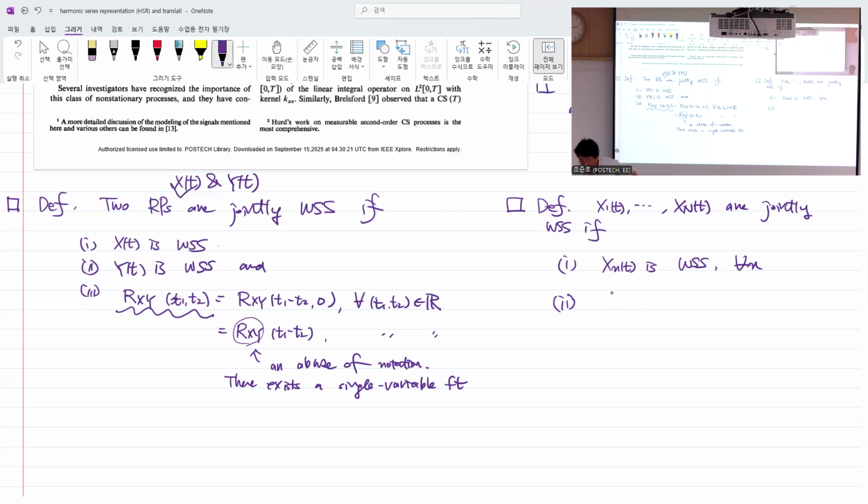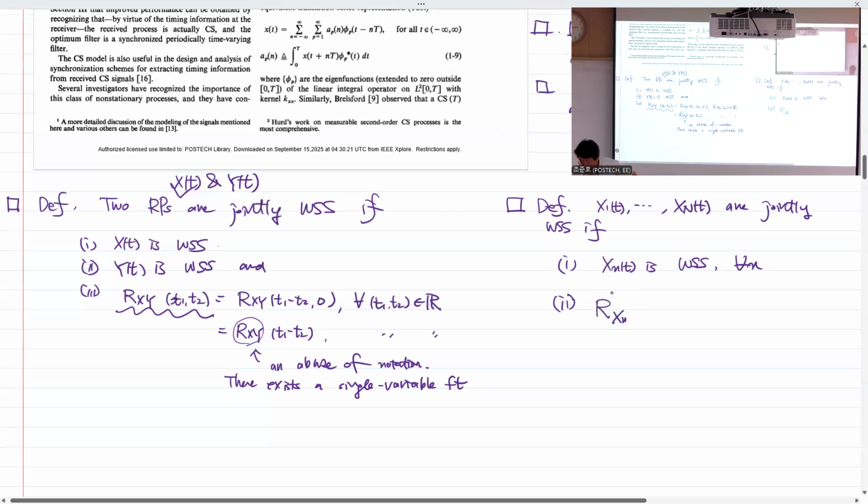So you choose any mth and nth random processes from capital N random processes. And what? There exists a single variable function that is equal to the two variable function for all pairs of T1 and T2. Got it?